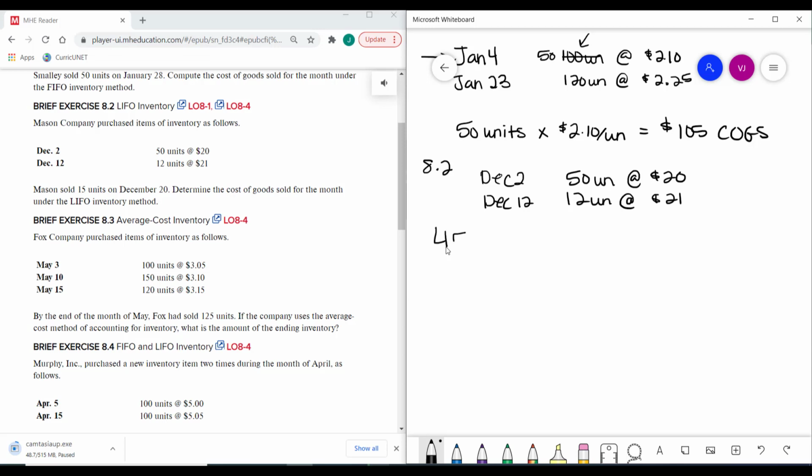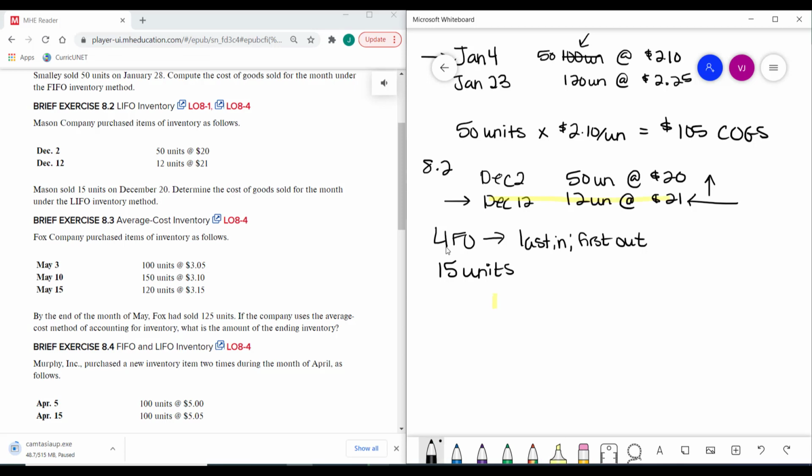So LIFO is the opposite of FIFO. This is last in, first out. So this means just for bookkeeping purposes, when we sell items, we're assuming we're selling the newer stuff first, the stuff we bought most recently. So we're going to pull from this cost layer first and then work our way up. So we sold 15 units. So we're assuming those 15 units are first coming from this cost layer down below. Well, there's only 12 in that one, right?